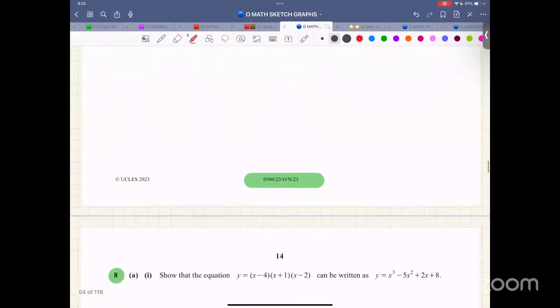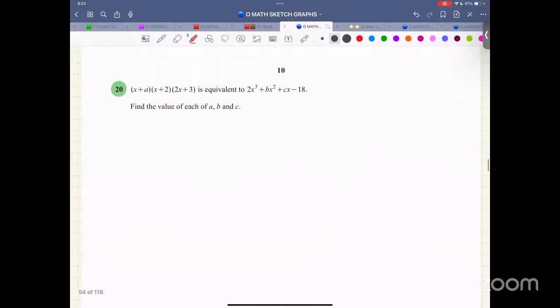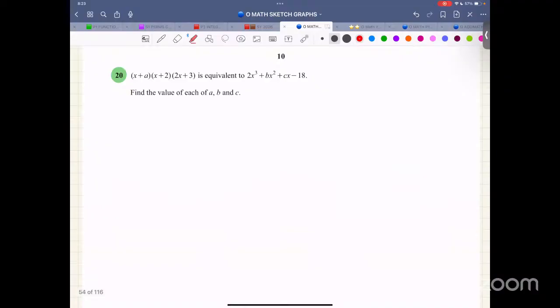I think this is also IGCSE. This thing is equivalent to this. Find the value of each A, B, and C. So yes, the examiner can very well ask you. The Cambridge examiner, O-level examiner, and the IGCSE examiner are always in contact. They copy from one another. They steal each other's ideas.